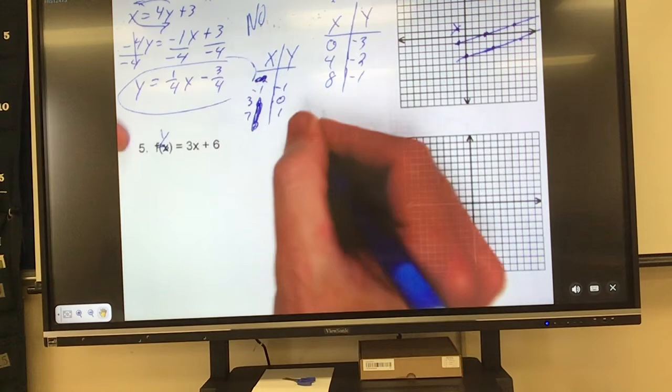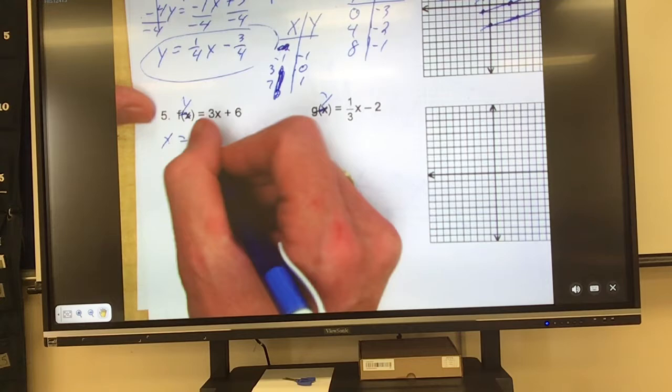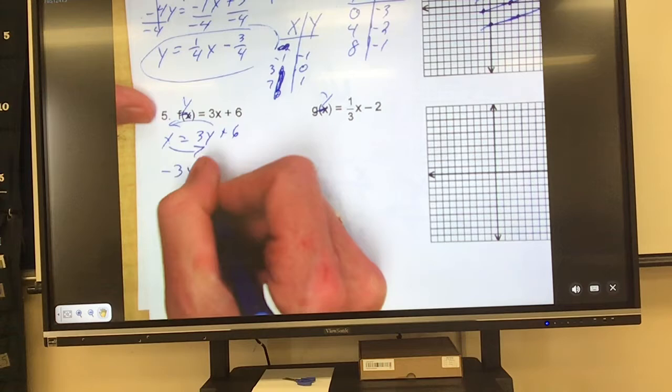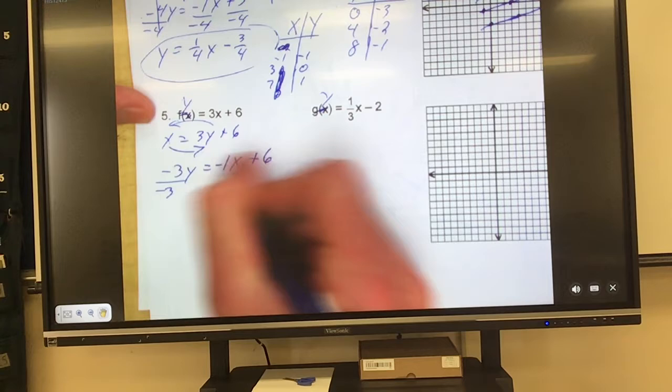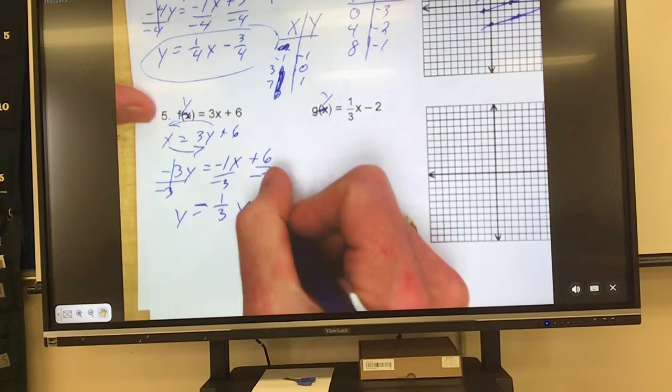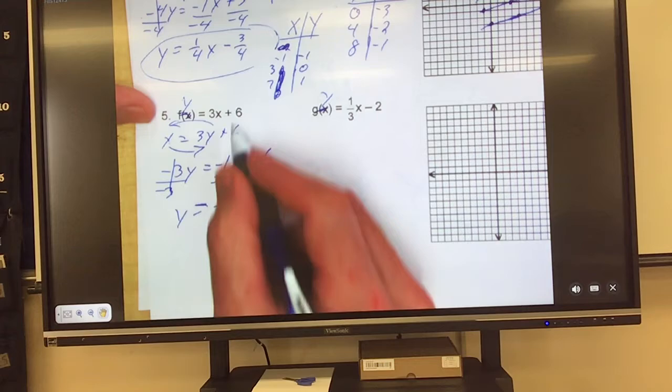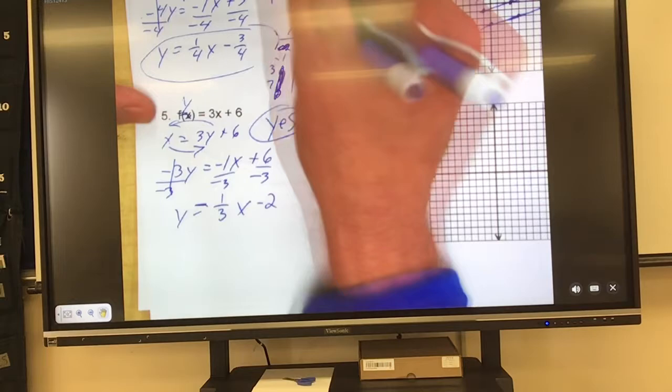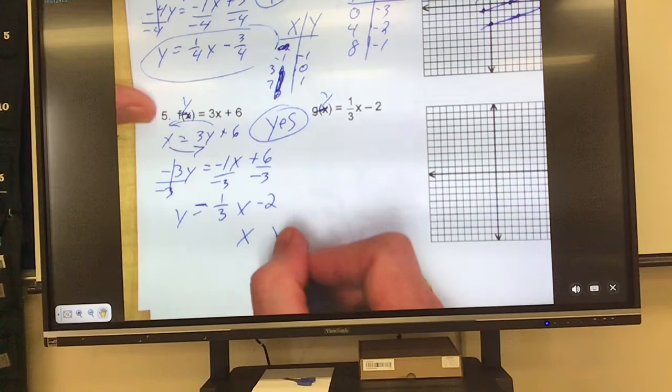Okay, let's check out the next one. On this guy, change it to x equals 3y plus 6. Move my 3y across, move my x across, that's negative 3y equals negative 1x plus 6. Divide by negative 3. Y equals 1/3 x, because a negative over negative is a positive. 6 divided by negative 3 is a negative 2. And I compare this one to that one, and this is the inverse of that one, so they are matching. So yes, I know these guys are inverses. So we just gotta make one table and then flip it for this guy, because we know it'll be perfect.